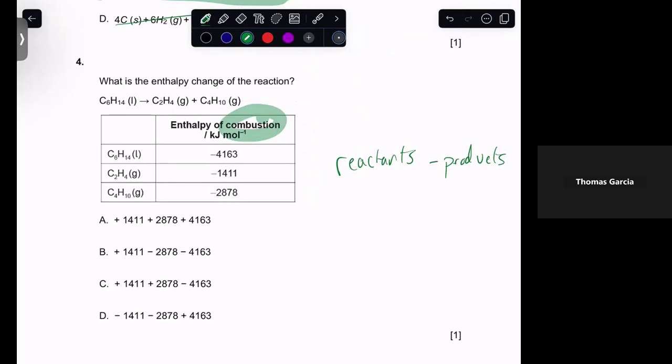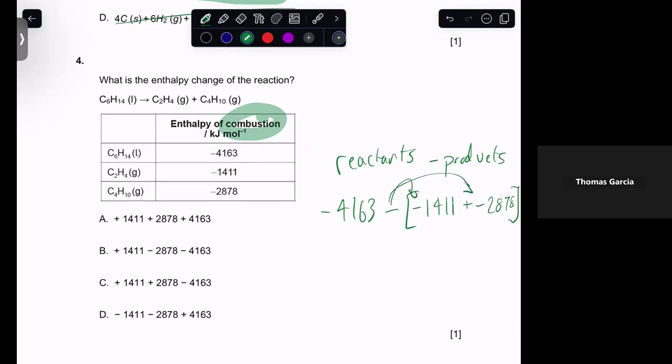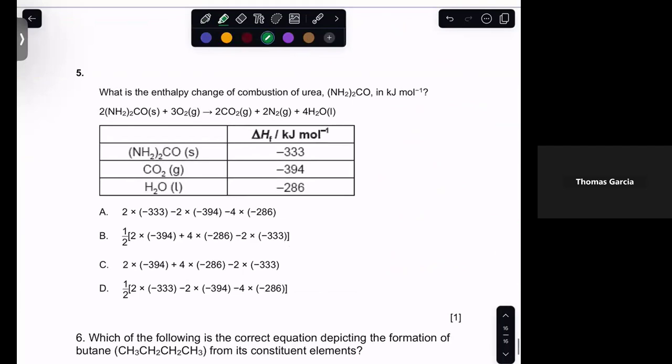So with C6H14, we have a, where is it? Negative 4163 minus our products. Our products are the other ones, negative 1411 minus or plus a negative 2878. This negative will correct these into positives, and we have positive 1411 plus 2878 minus 4163. There's one answer that includes all these values with the correct signs, number 4 or letter C.